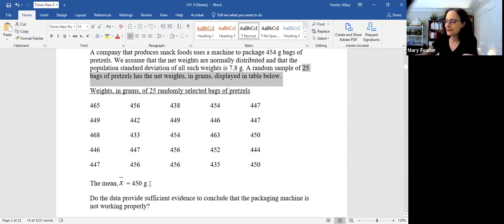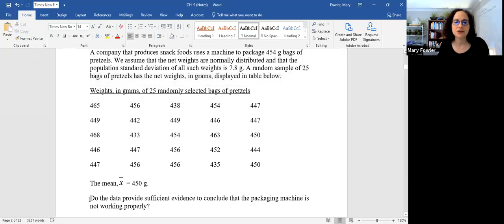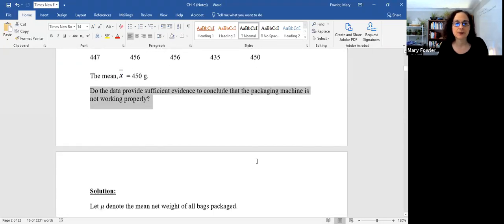And so he's very interested in hypothesis testing. We want to answer this question: do the data provide sufficient evidence to conclude that the packaging machine is not working properly? Given this question and this information, we want to set up null and alternative hypotheses.